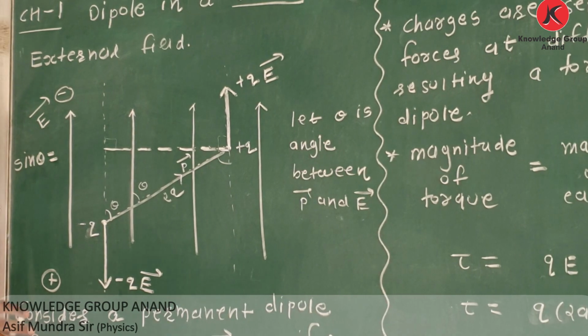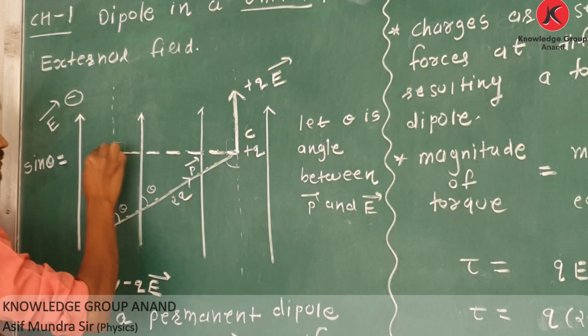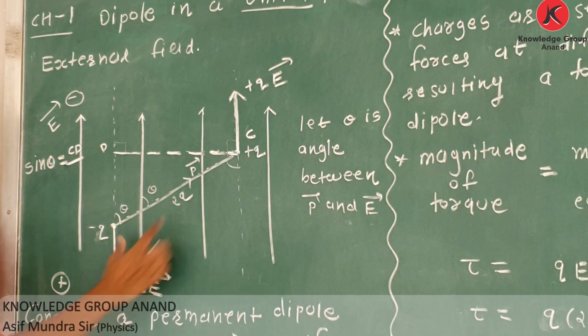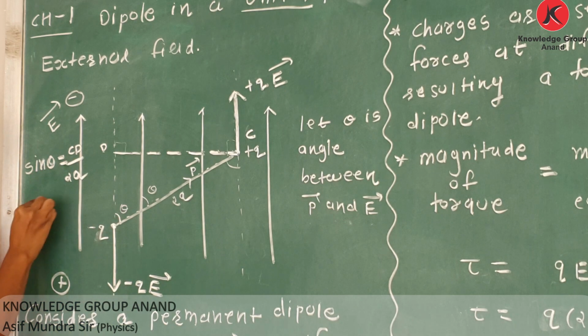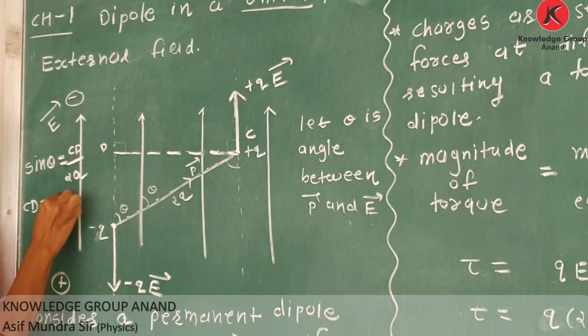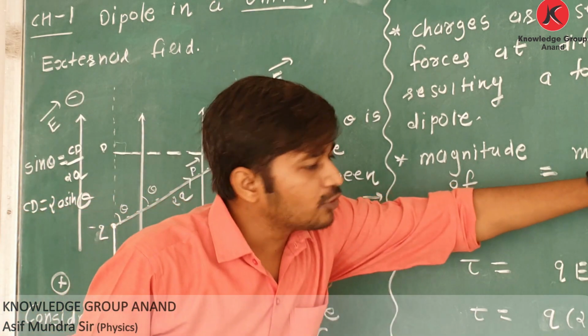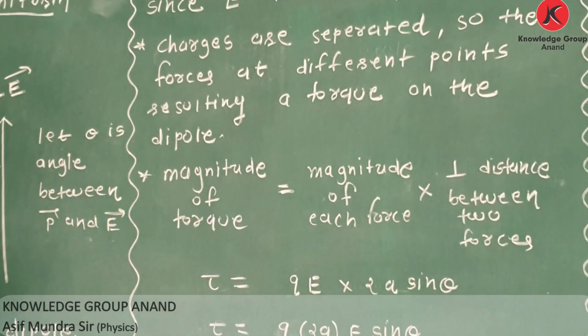upon hypotenuse. The opposite side is named CD. So it is CD upon the hypotenuse, which is 2a. So CD is equal to 2a sin theta. Clear? The perpendicular distance between the two forces is 2a sin theta.